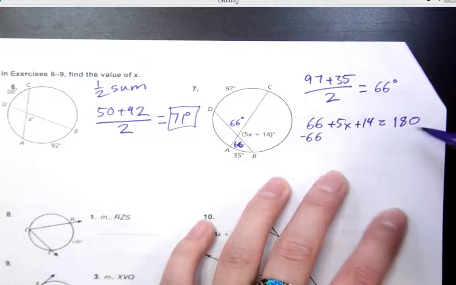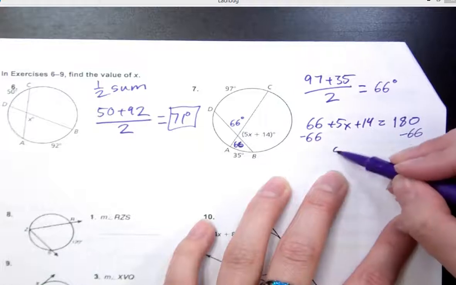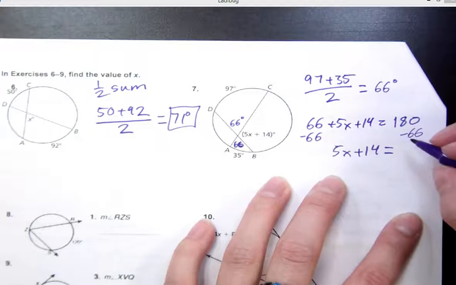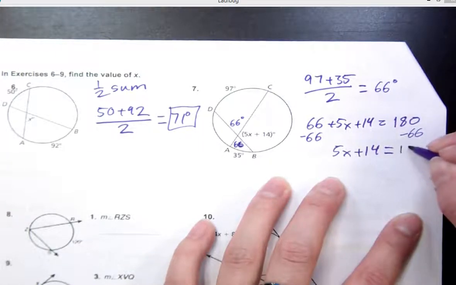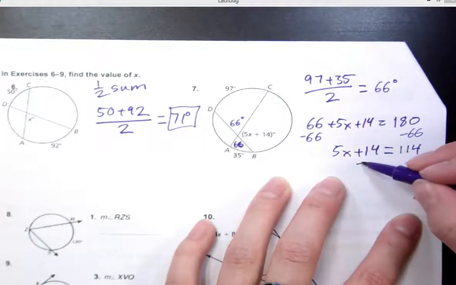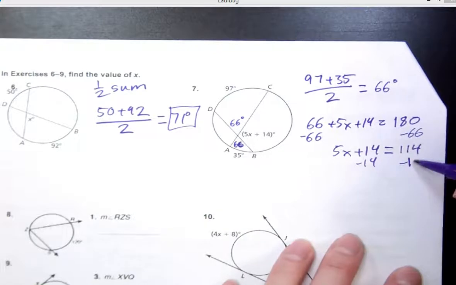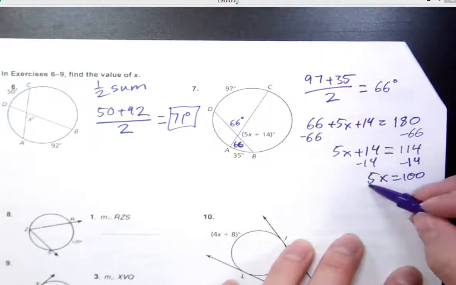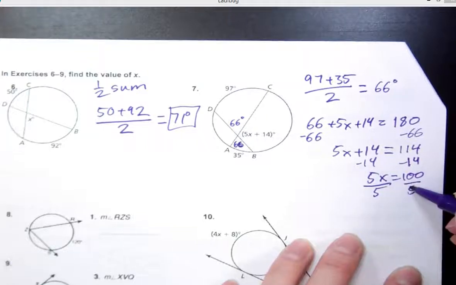And so then you just solve minus 66. 5x plus 14 equals, what's 180 minus 66? 114. Yeah. And then subtract 14. 5x equals 100. What does x equal? 20.